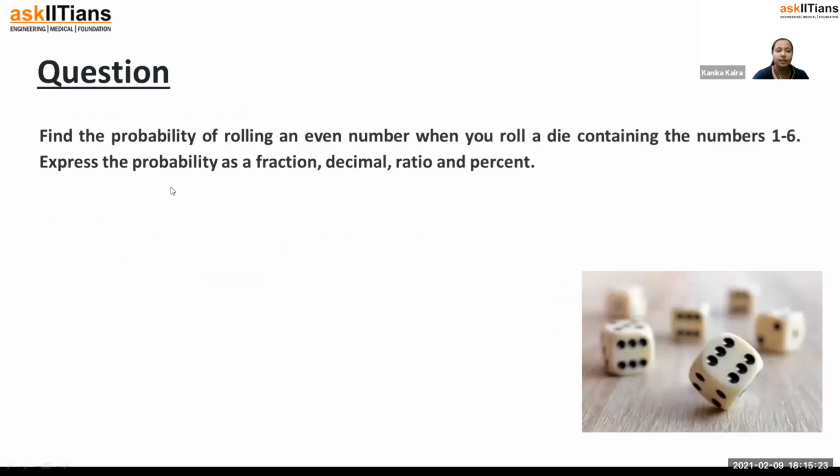Let's move further. Find the probability of rolling an even number when you roll a die containing the numbers 1 to 6. Express the probability as a fraction, decimal, ratio, and percentage. Now, sample space is basically the total number of terms. Sample space is 1, 2, 3, 4, 5, and 6.